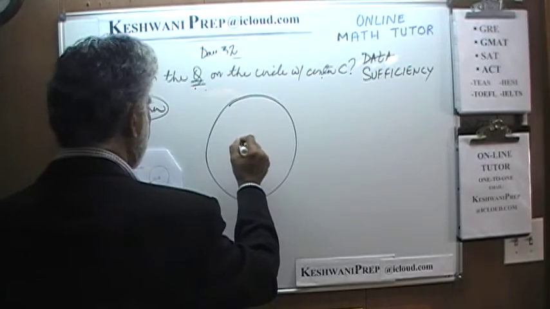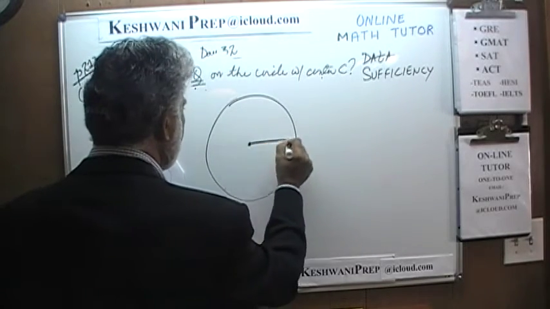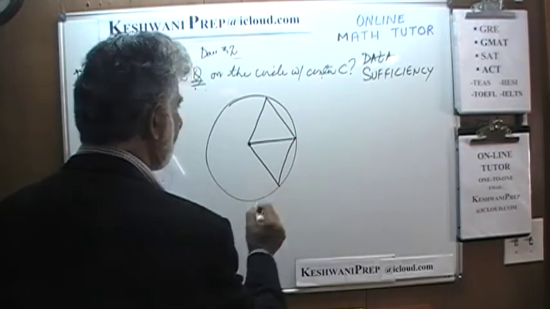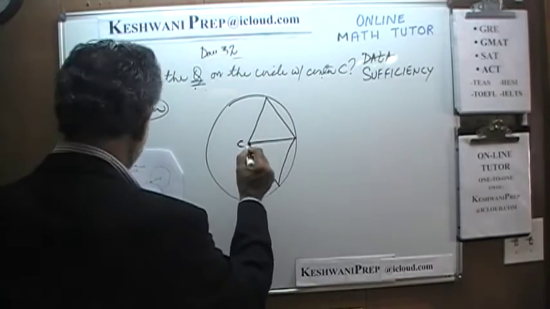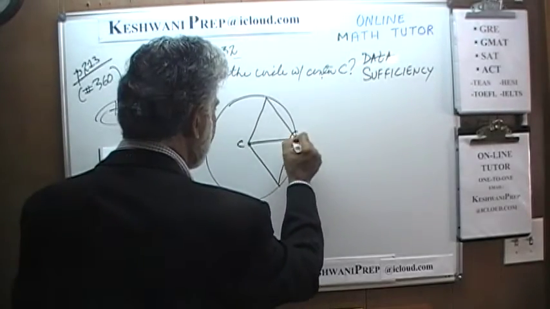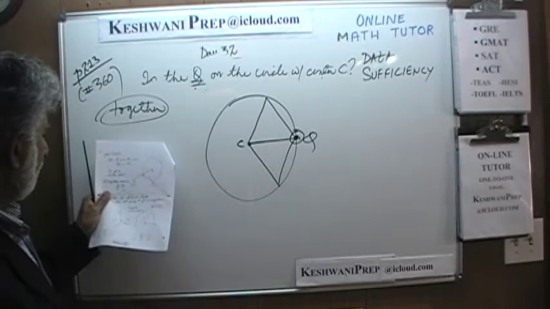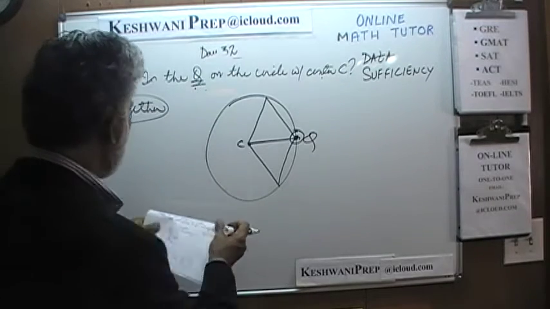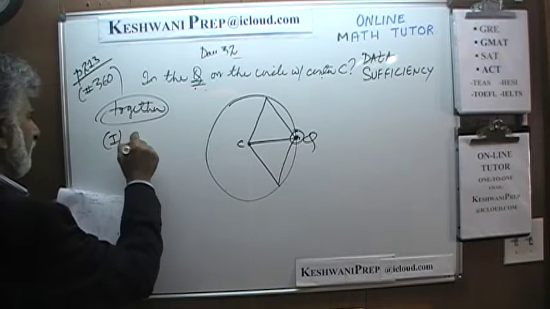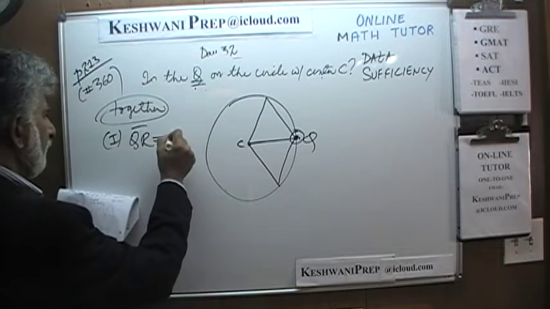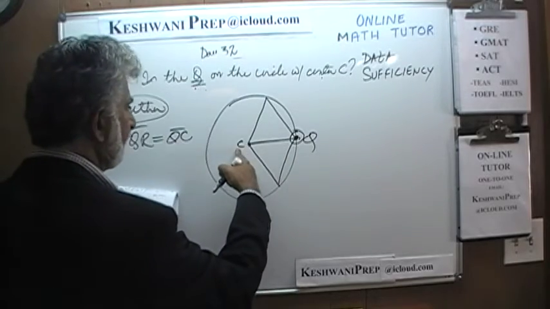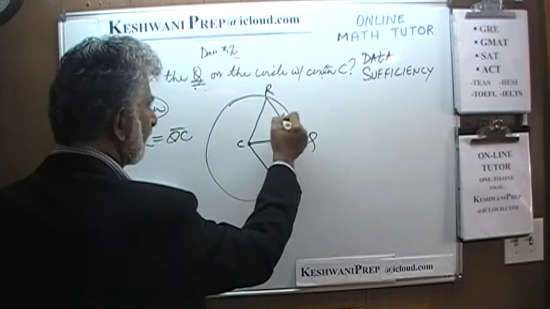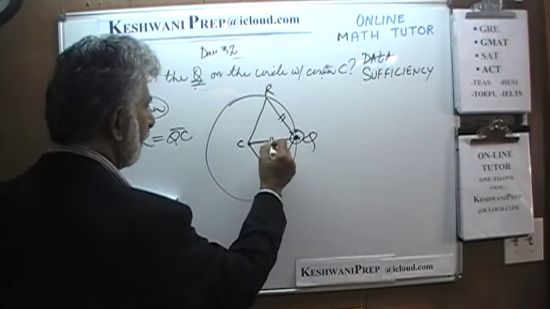So here's the first one. It's very straightforward. You simply have to make two isosceles triangles, and you're done. Here is our C. In this case, Q is on the circle. And this is the first statement. In the first statement, we were told that Q to R has to equal Q to C. This is Q, this is C, and this is R. Q to R is the same distance as Q to C.